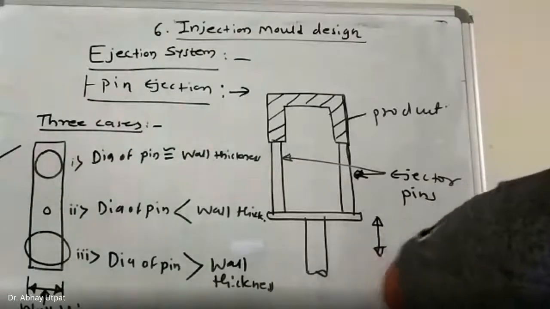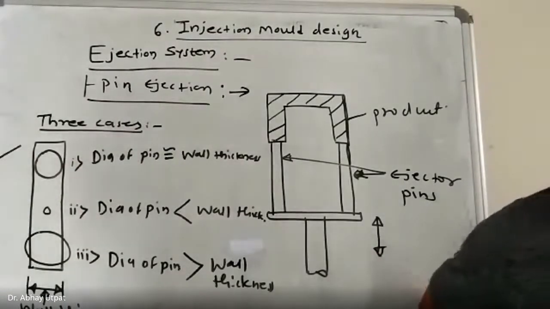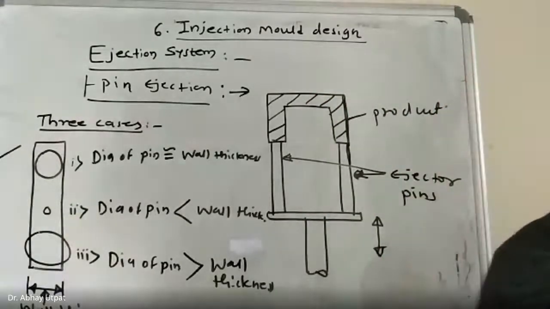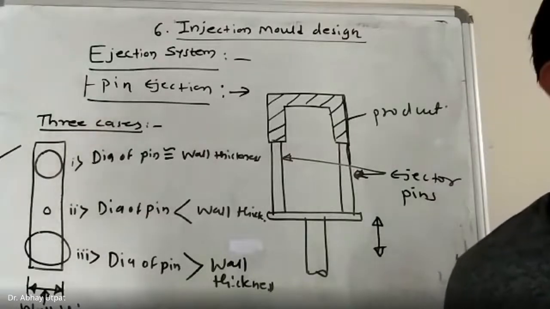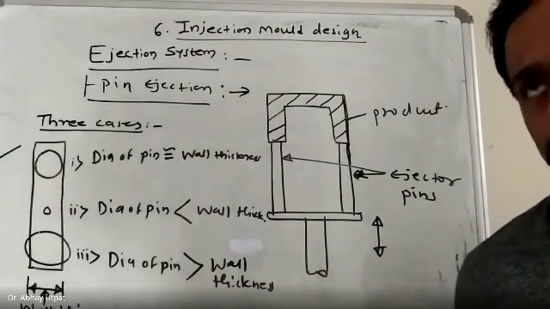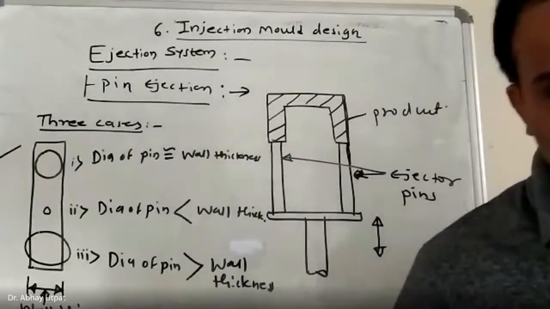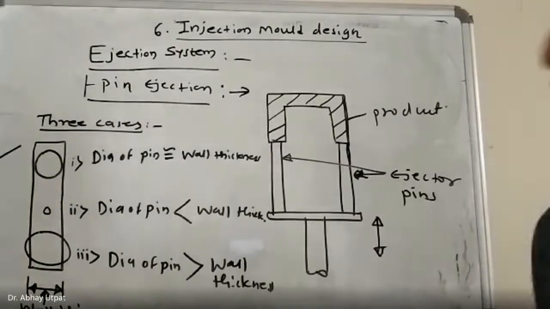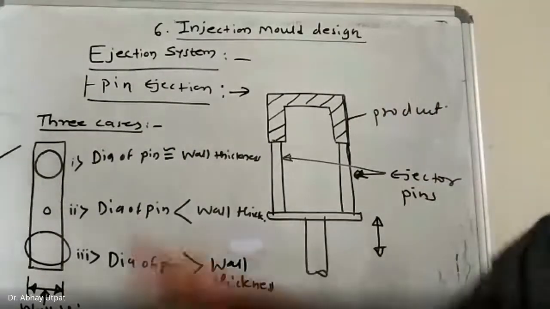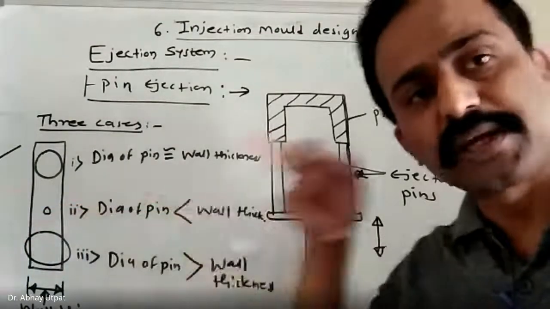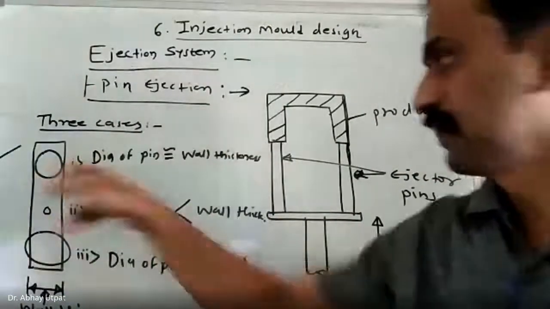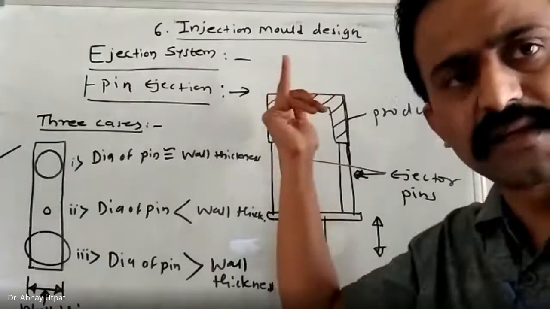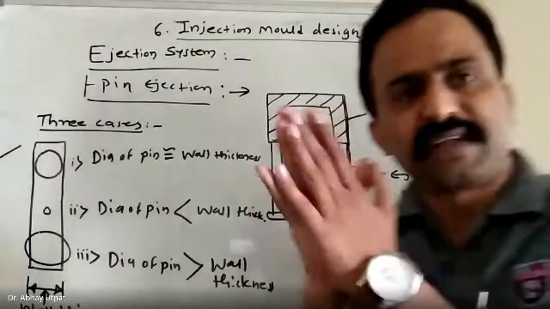This case is always accepted because it will give good support to the pins and you can easily remove the solidified product outside the mold. What will happen if the diameter of pin is very less than wall thickness? You can see case number 2. If the diameter of pin is very less than wall thickness, there may be chances of piercing of that pin into the product. If you look at this figure, you may find that the pin may penetrate inside the product because the product is tightly packed.